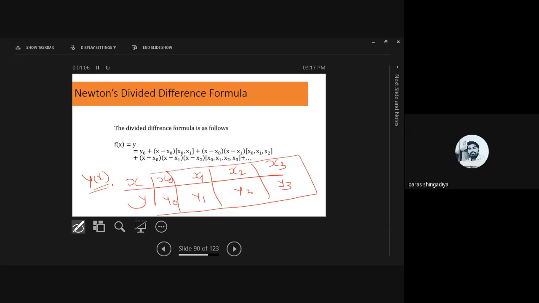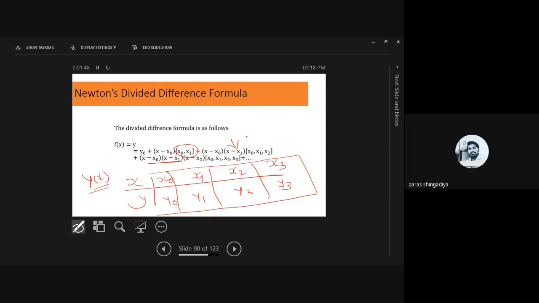So the formula is y0 plus x minus x0 into the bracket x0 x1, that is called the divided difference of x0 x1, which we will take from the table. Then the next term will be x minus x0, and now add one more term x1 and subtract it from x. So it will be x minus x1 into the divided difference of x0 to x2, which we will get from the Newton divided difference table. Then the next term is x minus x0, x minus x1, and now add one more value x2 and subtract it from x. So it will be x minus x2 into the divided difference of x0 to x3, that is x0, x1, x2, x3.